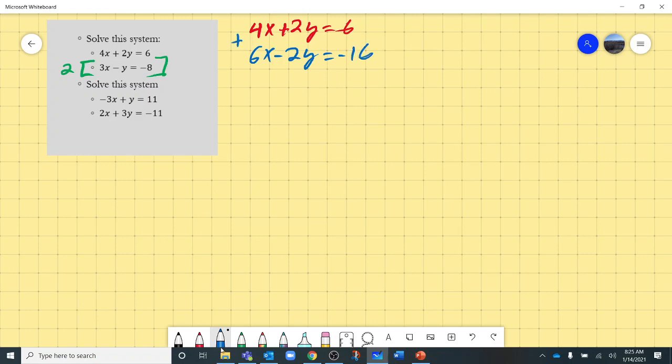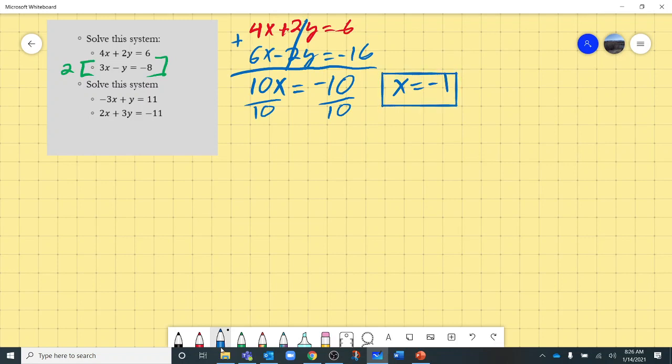If I add those two equations together, 4x plus 6x is 10x. 2y minus 2y, those cancel. And 6 minus 16 is negative 10. Divide both sides by 10. And that gives me x equals negative 1.